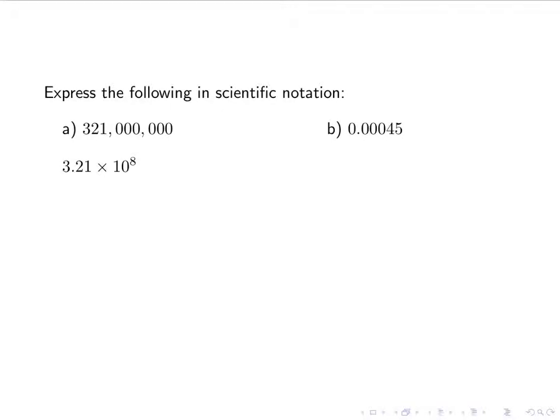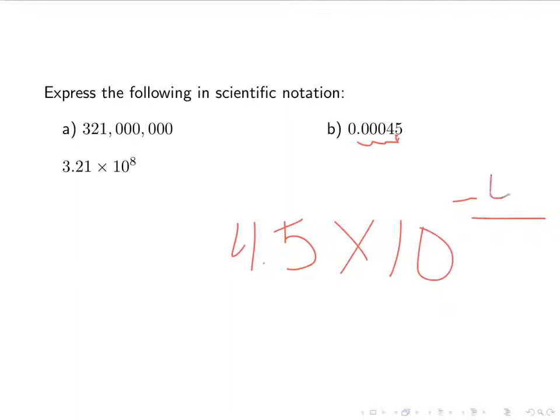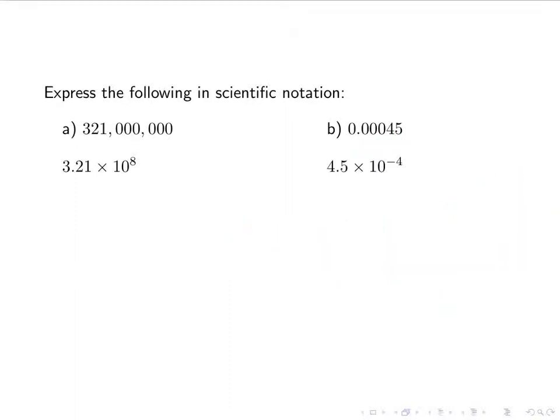B, 0.00045. This is a very small number, so I know it's going to be times 10 to a negative number. And again, I have to figure out how many times do I have to move the decimal until I get a number that's between 1 and 10. And if I notice, the number that I want is 4.5. So if I keep moving the decimal until I get in between the 4 and the 5, 4.5 is between 1 and 10. And then I count how many times I moved that over, and it was 4 times. So I get 4.5 times 10 to the negative 4th.